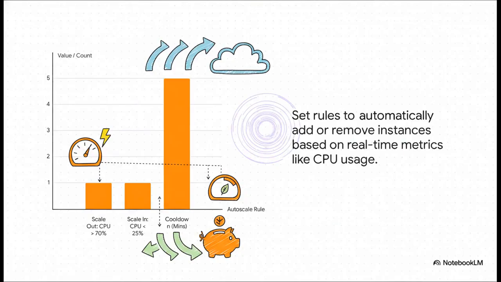And what's even better, you don't even have to do it yourself. You can set up autoscaling rules. You can literally tell Azure, hey, if my CPU usage goes over 70%, automatically add another instance for me. And just as important, when it drops below 25%, scale it back in so I stop paying for it. It's like having a smart assistant managing your resources for you.